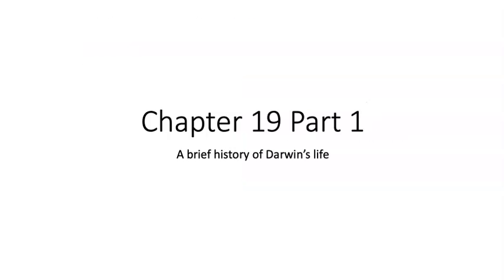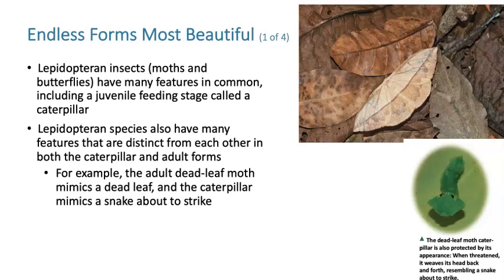In part one, we're going to learn just a brief history of Darwin's life and the intellectual influences that helped Darwin come to his realizations. So, starting out, Darwin was a keen observer of nature, and I wanted to talk to you about some observations that he might have made, observations that you could make, and just kind of get into his mindset.